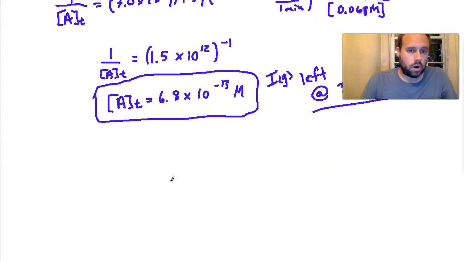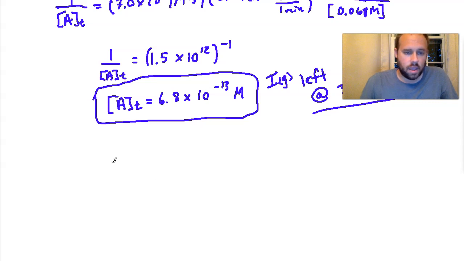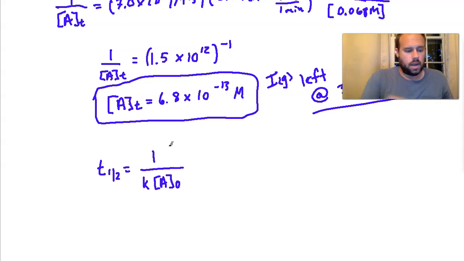Okay, so second order also has a half-time. So you can take a look at this and say the half-life is going to be equal to 1 over your rate constant times the A naught value. That's how you determine your half-life when you are looking at a second order reaction.